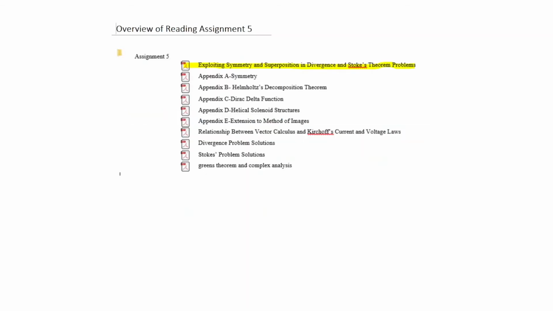All right, this is just the directory showing everything associated with Reading Assignment 5. The part that I've highlighted in yellow is really the only document you're responsible for. Everything else there is more or less for your interest, except perhaps you want to make reference to the solutions to the embedded problems in Reading Assignment 5, particularly divergence problem solutions here and Stokes problem solutions here. Everything else here is for your interest only, but these two and this one are more or less the primary sources that you should refer to.